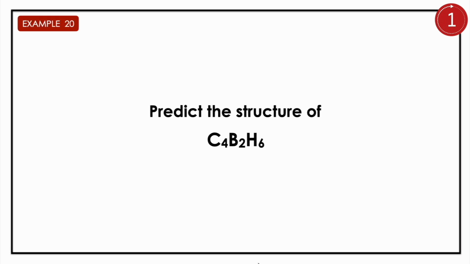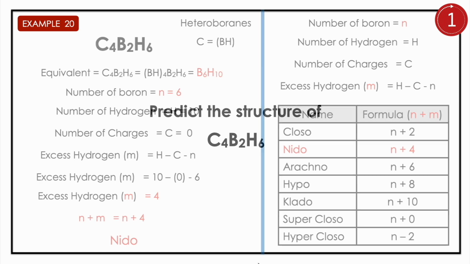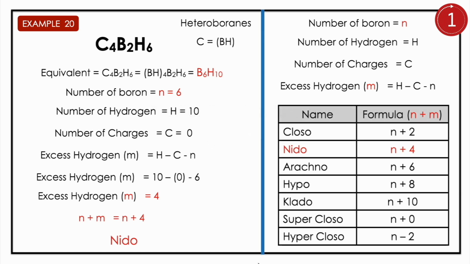Then the next example, you should find the structure of C4B2H6. You should use Wade's rule to identify the structure. The given compound is C4B2H6. It is the heteroborane. Only carbon is there, so it is a carborane. We should write boron equivalent. Carbon is 3 plus 1 system, so the equivalent is BH.